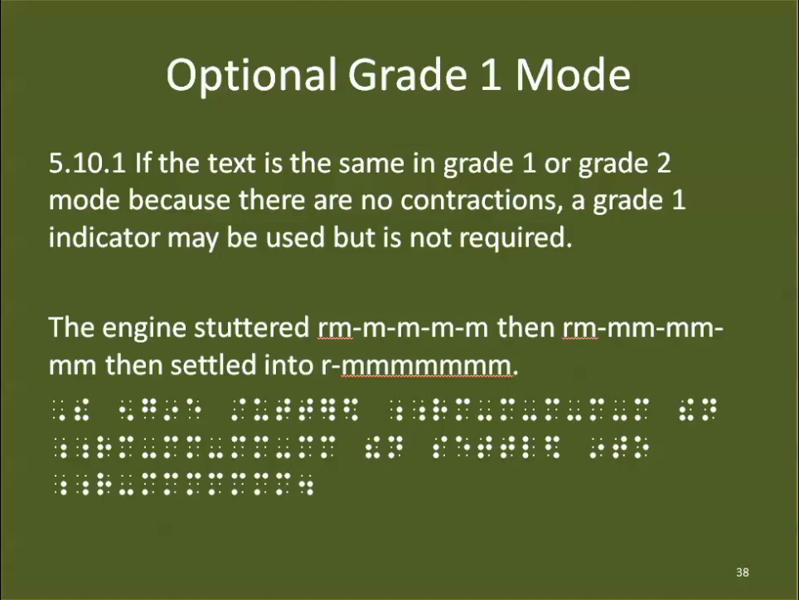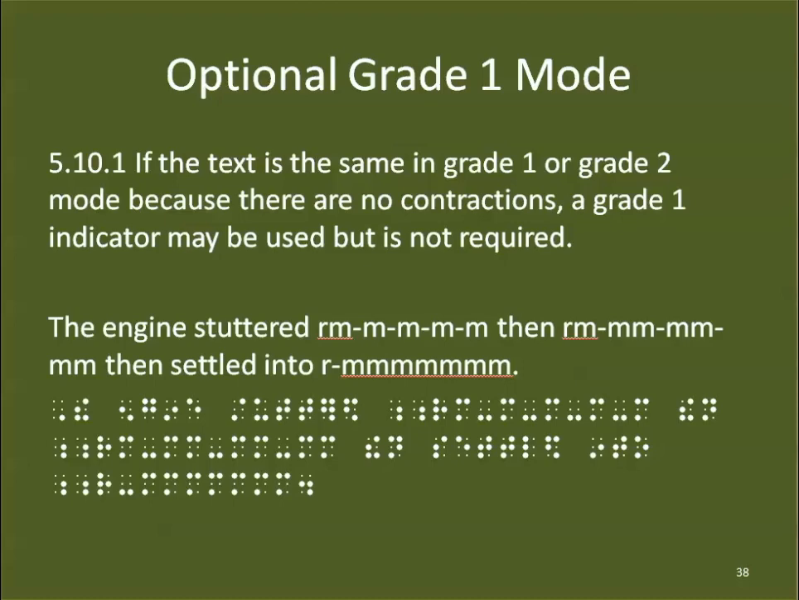If the text would be the same in grade 1 or grade 2 mode, meaning uncontracted or contracted, because there are no contractions, a grade 1 indicator may be used, but it's not required. So this example here, the engine stuttered, so we have M's that are surrounded by hyphens. Those would be standing alone. It would be read as the word more. We don't want that. We want them read as just M. So we need the grade 1 word indicator there.